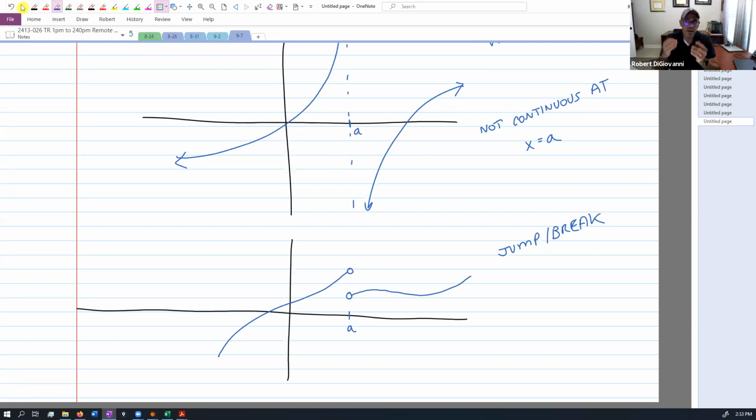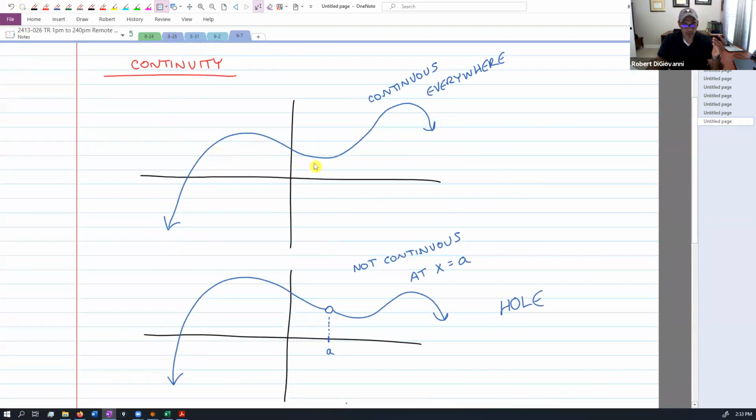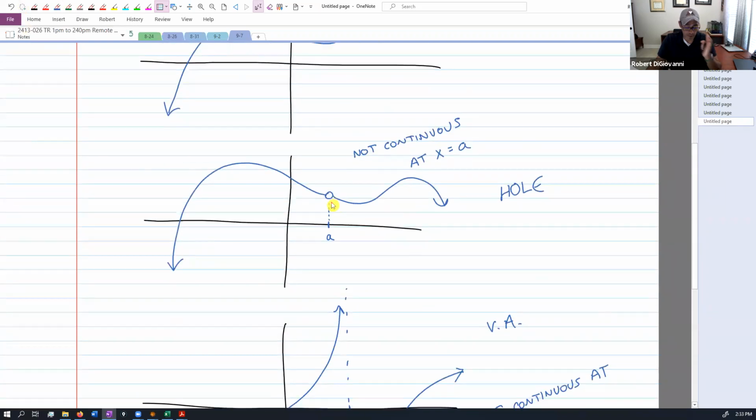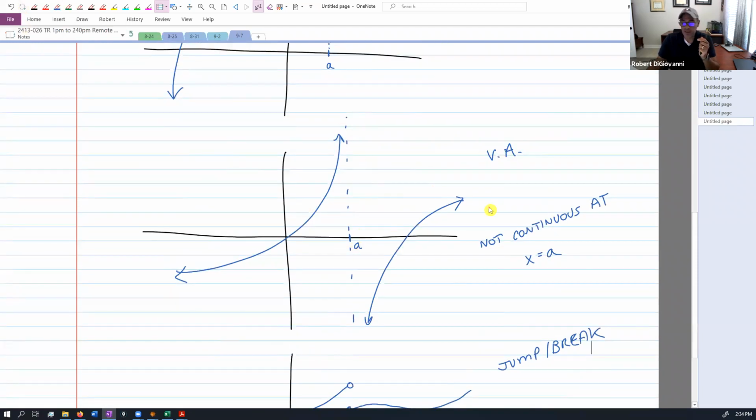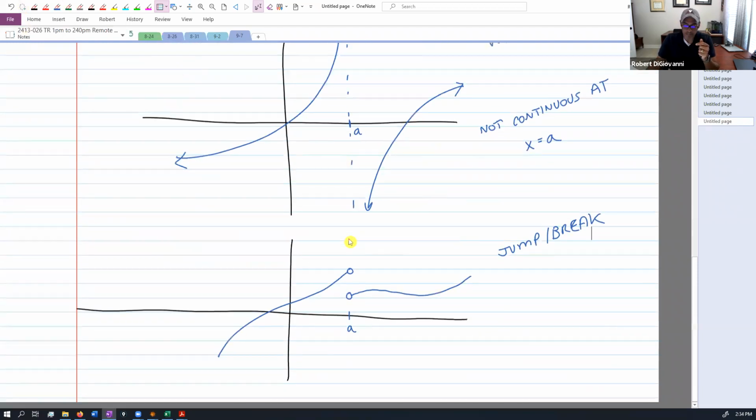So when it comes to this idea of continuity, we have this idea that a function that you can draw without picking up your pencil would be continuous everywhere. If you have a hole somewhere, it's not continuous at that hole. If you have a vertical asymptote, it's not continuous at that value A. If you have a jump or a break, it's not continuous there, right? So is there a way we can define what continuity means in a different manner, so that I'm not sitting here telling you to draw it without picking up your pencil, in a more mathematical, precise way? Can I define continuity?